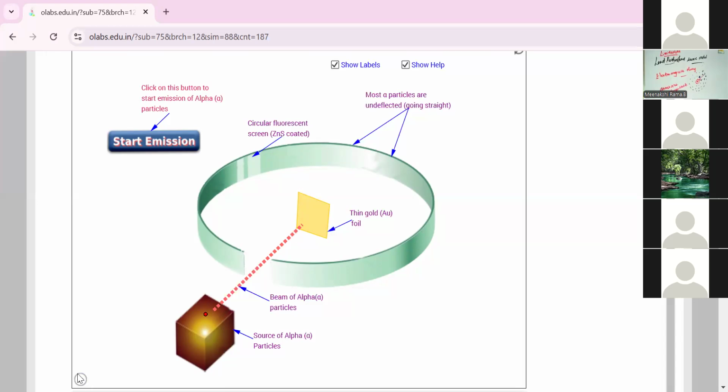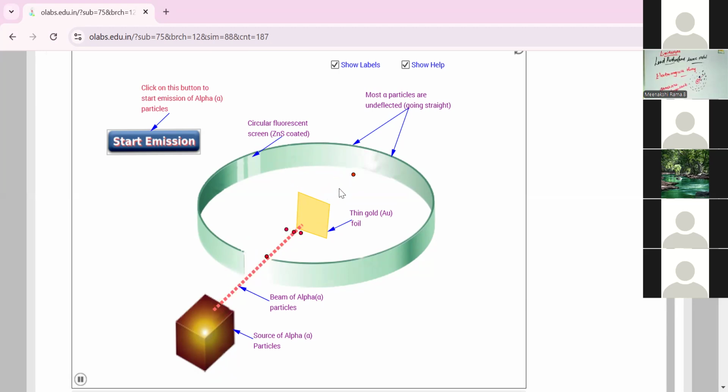Yes, the emission is starting. Look at this simulation. The alpha particles come from this area. What is the first point? Most of the alpha particles go through in a straight line. This is the first point of this atomic structure: most of the alpha particles pass through the foil.